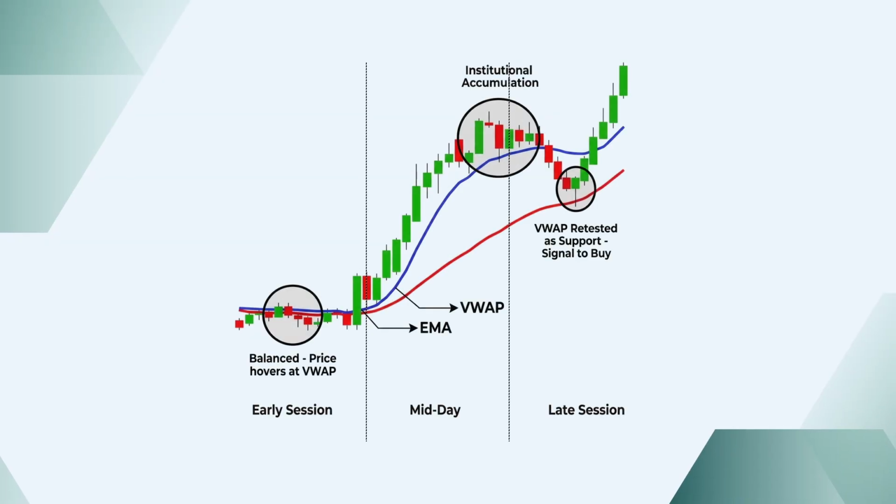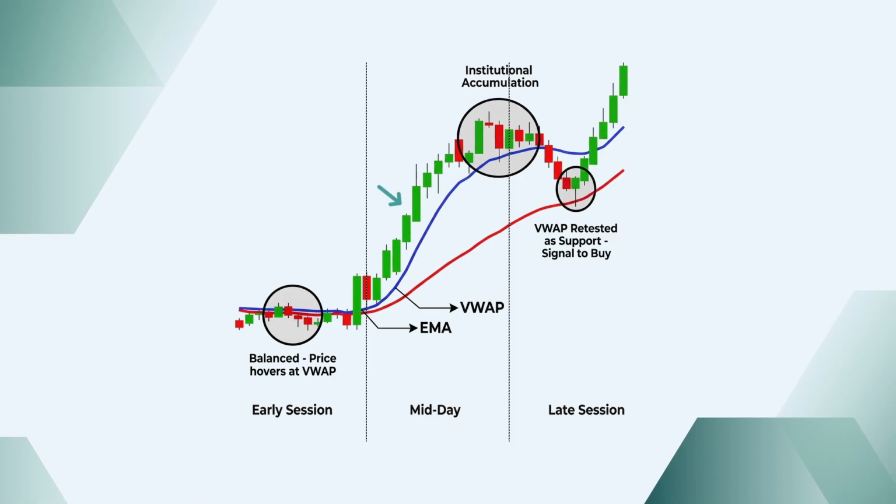Imagine you're watching Apple stock. Early in the session, price is hovering right around VWAP. Buyers and sellers are balanced. Suddenly, strong volume pushes price above the VWAP and it holds there for hours. That's your clue. Institutions are likely accumulating and the trend is healthy. Later in the day, price dips and retests the VWAP, acting as support, and bounces again. That's your signal that buyers are defending the fair value line.